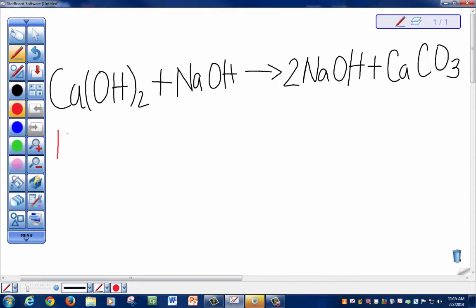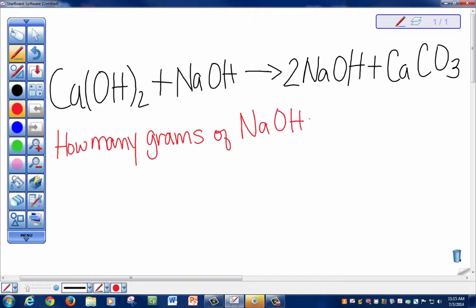It wants to know how many grams of sodium hydroxide, and what the problem gives you. So you're given 500 grams of calcium hydroxide, and you're also given this equation.